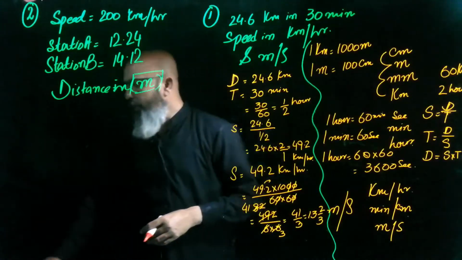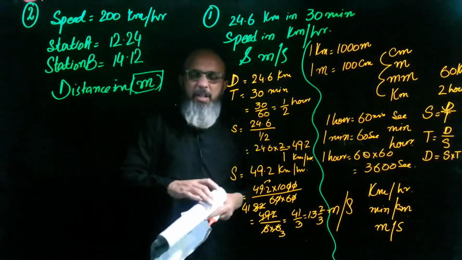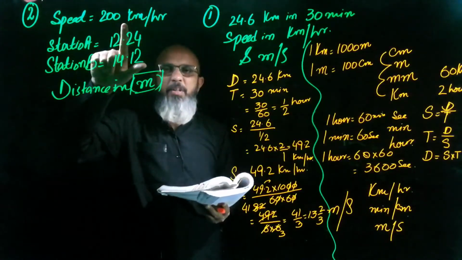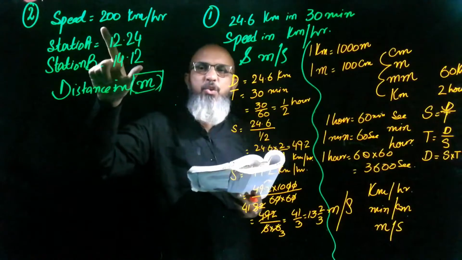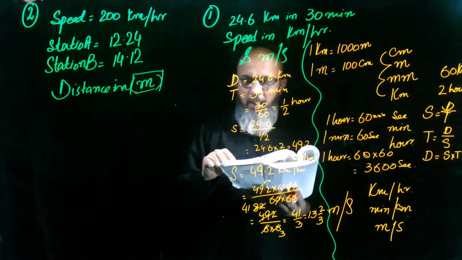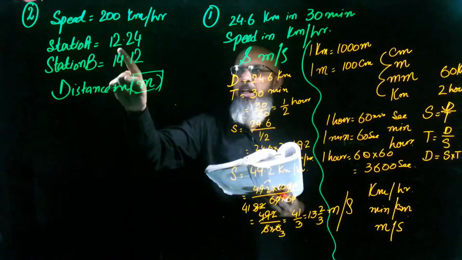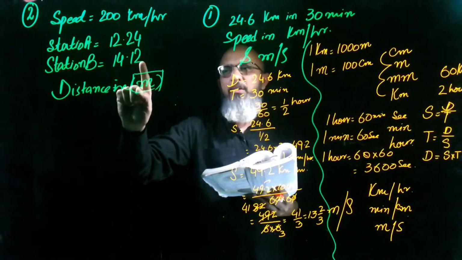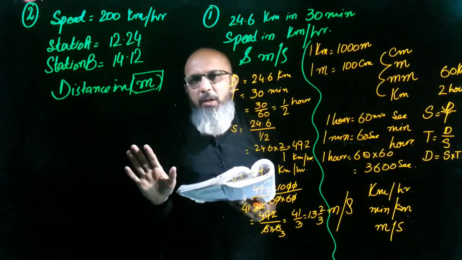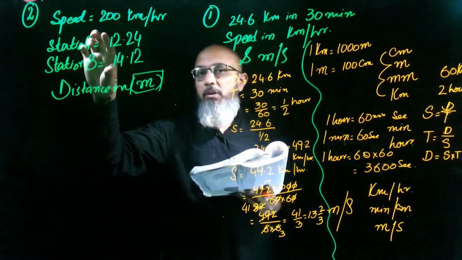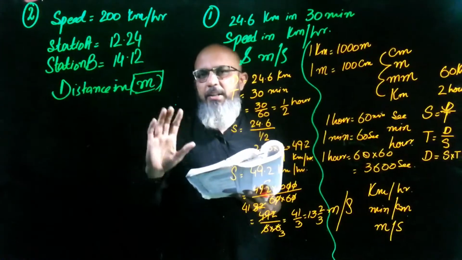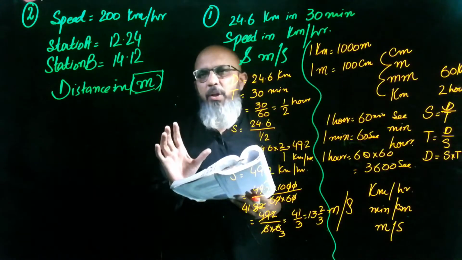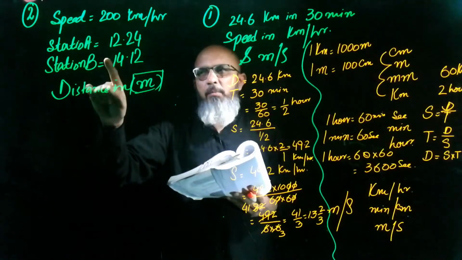So now come to question number 2. Question number 2 is that a high speed train travels at a speed of 200 km per hour. The speed of the train is 200 km per hour. If the train sets off from station A at 12:24, and reaches station B at 14:12, it means we need to calculate the time. That's not a time duration. As I told you earlier, when you are going to find the speed, we need time duration, not the time. So how much time did it take?